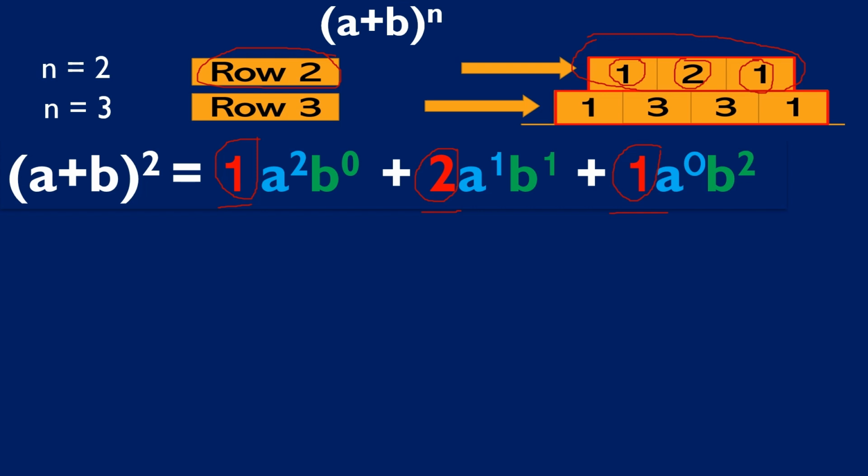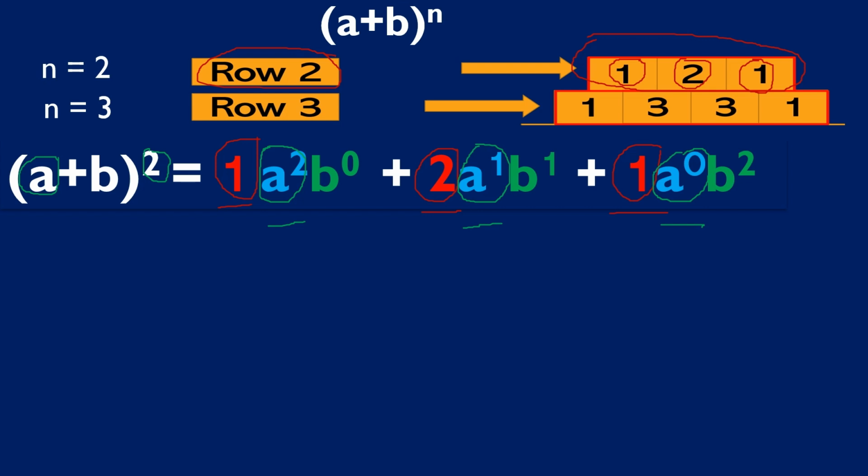Now, let's look at the a component, and let's also look at this power n, which is 2. So we start with a raised to the power of 2. Then when we move to the next, it becomes a raised to the power 1, that is from 2 to 1, and then here it becomes 0. So a raised to the power 2, then a raised to the power 1, and then a raised to the power 0. So it reduces 2, 1, and then 0.